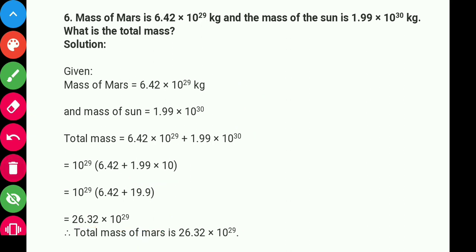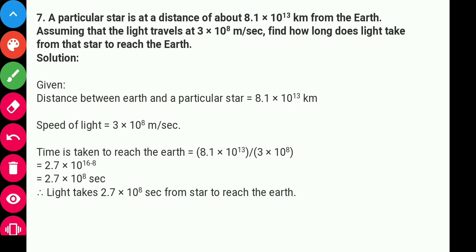Now come to the next question. Question number 7. It is given that a particular star is at a distance of about 8.1 into 10 to the power 13 km from Earth. Assuming that light travels at the speed of 3 into 10 to the power 8 meters per second, find how long light takes to reach the Earth from that star.